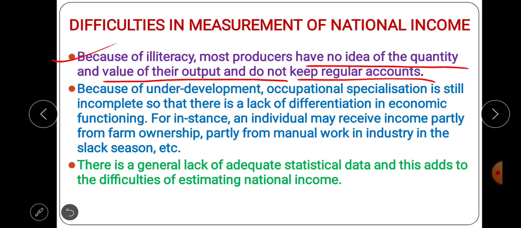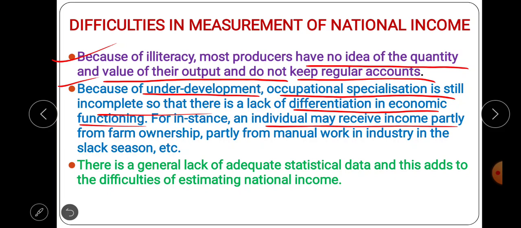Okay. Then the next one is that because of underdevelopment, occupational specialization is still incomplete, so that there is a lack of differentiation in economic functioning. Okay. Here we can take an example. An individual may receive income partly from farm ownership and partly from manual work in industry in the slack season.